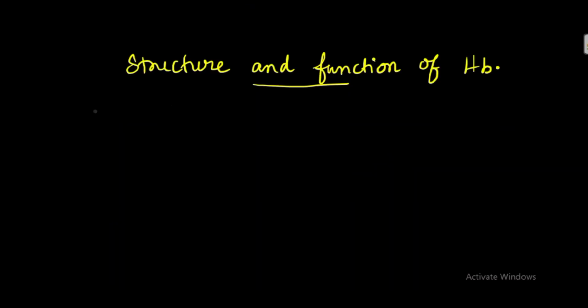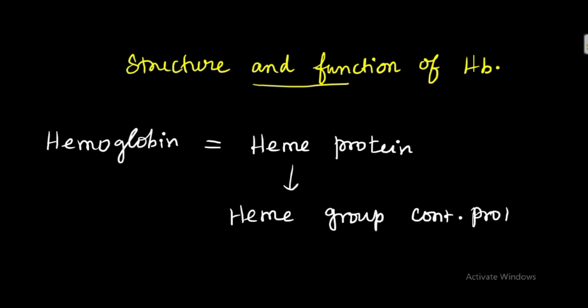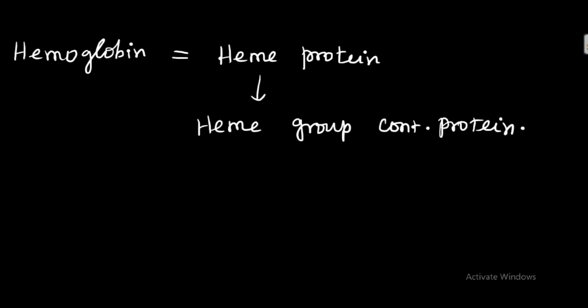Dear students, in this video we are going to discuss the structure and function of hemoglobin. What is known as hemoglobin? Hemoglobin is nothing but a heme protein. So what is a heme protein? Hemoglobin is a protein which contains a heme group. That means a heme group containing protein. Okay, so we know about protein.